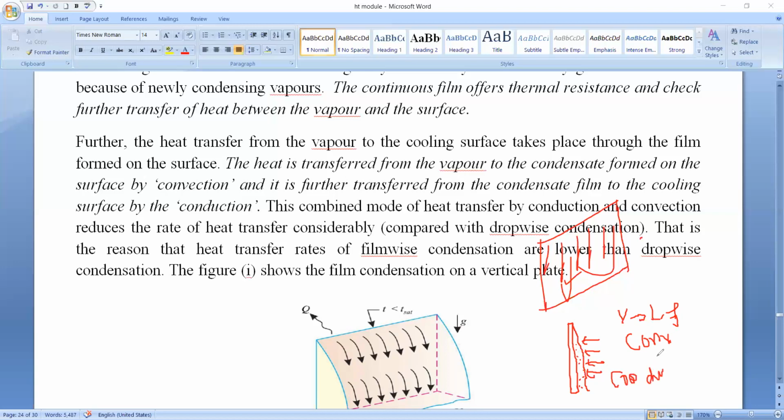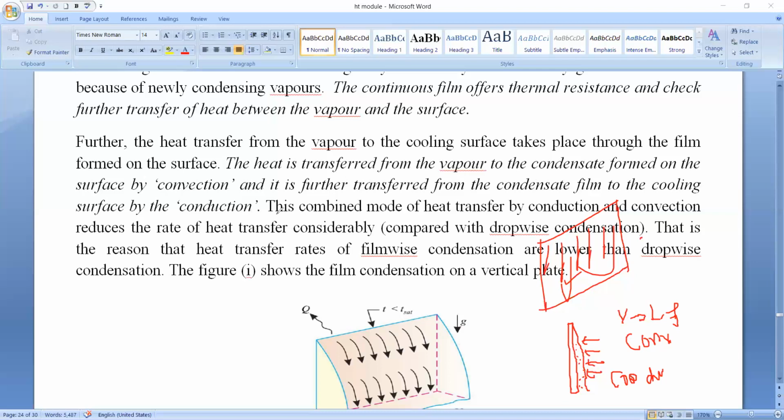So due to the combined effect of convection and conduction, there is a reduction in the rate of heat transfer as compared with the dropwise condensation. As such, we have not discussed the dropwise condensation yet, but remember students, the rate of heat transfer in case of film-wise condensation is less than that in case of the dropwise condensation. Okay, let's read out further.